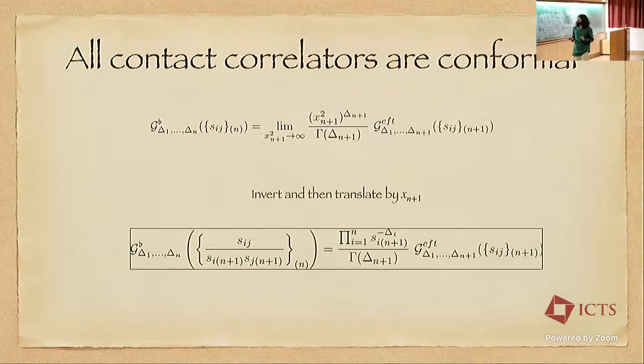And in fact, what you can also see is you can take this relation through the limit of taking one point away to infinity, but you can get rid of that limit by inverting and then translating by x_{n+1} into this relation, and then you get an equality between the n-point non-conformal correlator and the (n+1)-point conformal correlator.